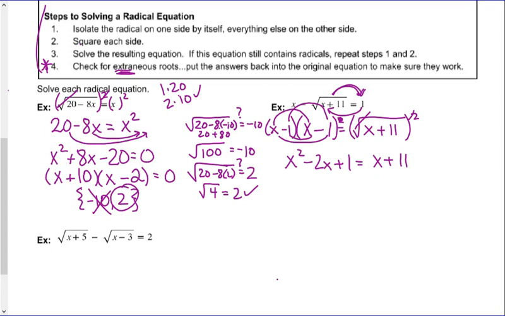So now I need it equal to 0. So since my x squared's over here positive, I'm going to subtract the x, and I'm going to subtract the 11. So when I subtract an x from negative 2x, I get a minus 3x. And 1 minus the 11 is a minus 10.